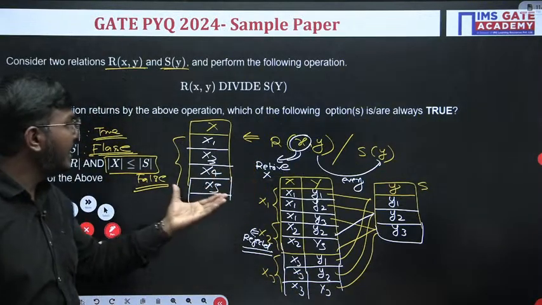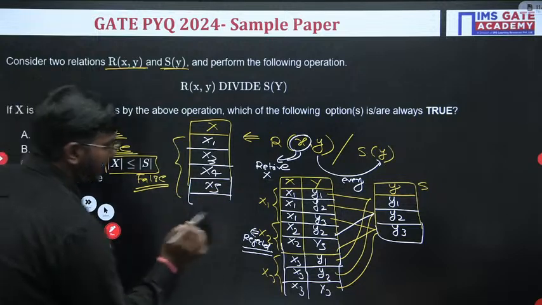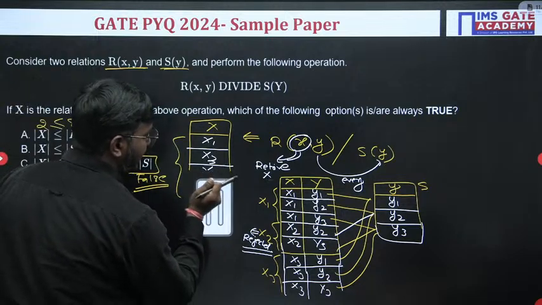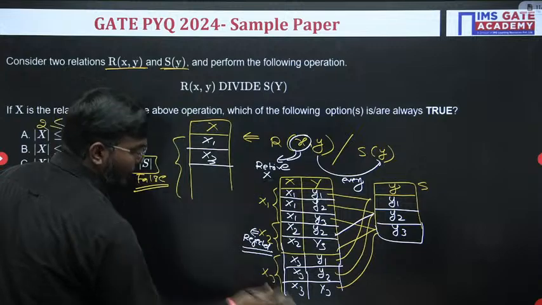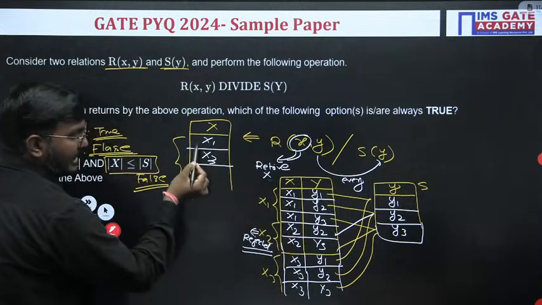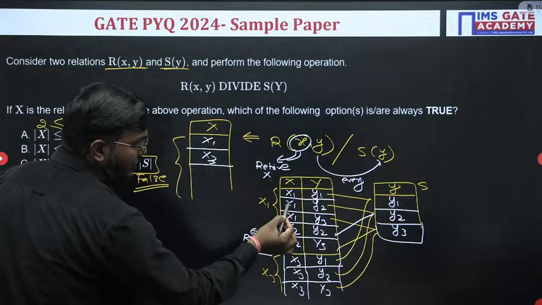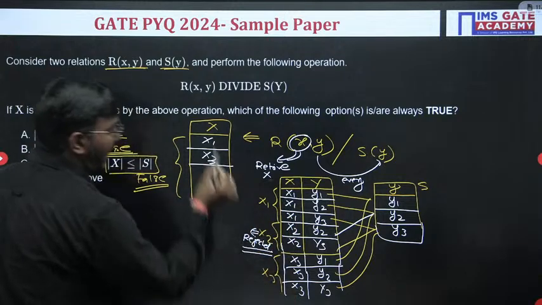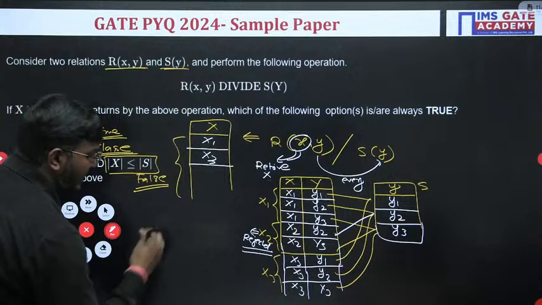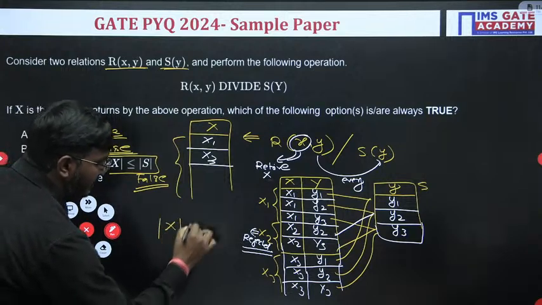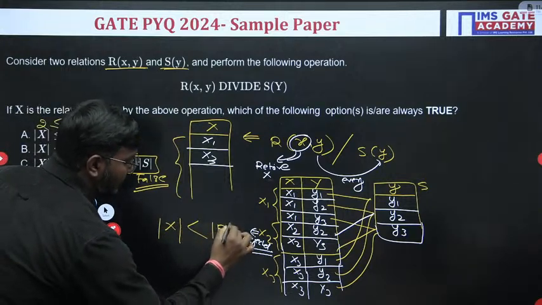Okay, the cardinality of this x. For now, just remove the remaining part. Here x1 is retrieved, x3 is retrieved. So in R, how many records do I have? 1, 2, 3, 4, 5, 6, 7, 8, and x has 2 records. So the cardinality of x is less than the cardinality of R.